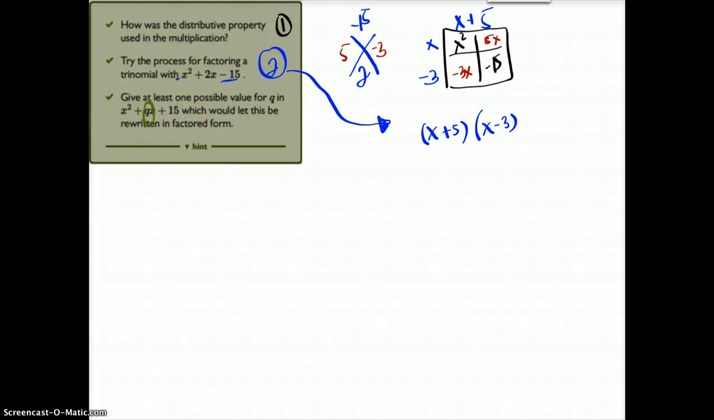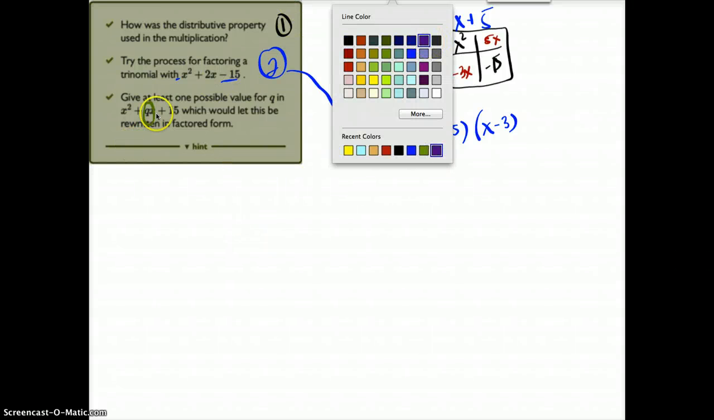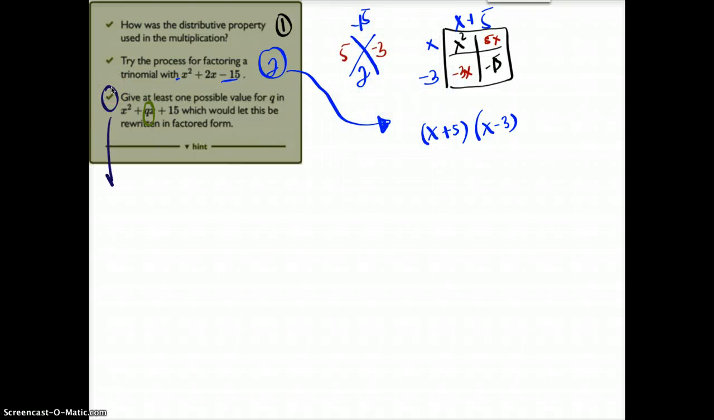Okay, so Adrian says 16. So for question number 3, Adrian says we could put 16 down there. So x squared plus 16x plus 15. Adrian, do you know how you got this number? What two numbers are you going to factor out of here?